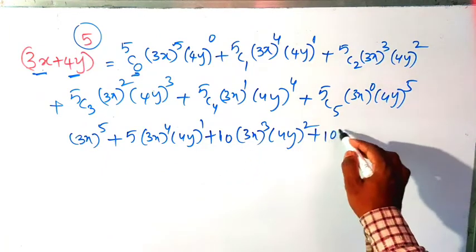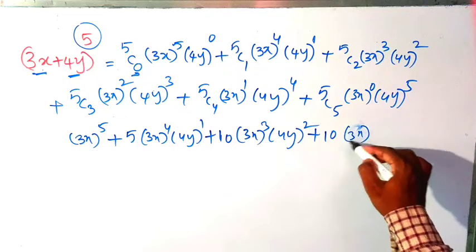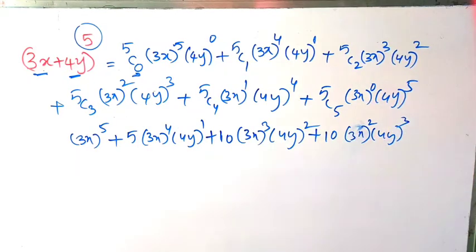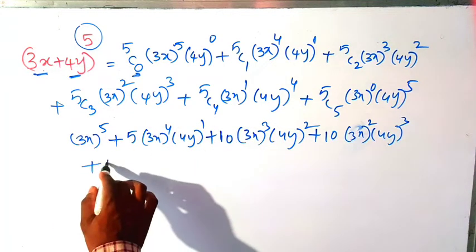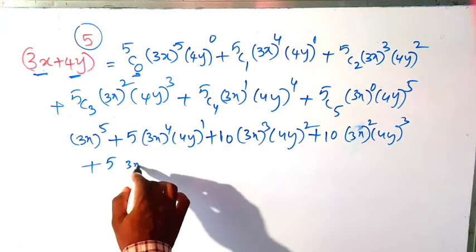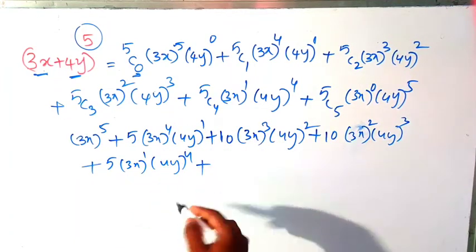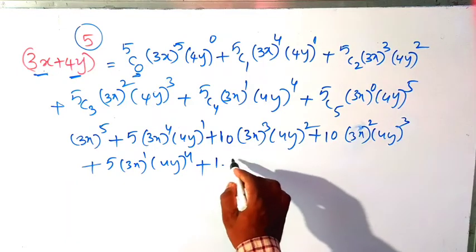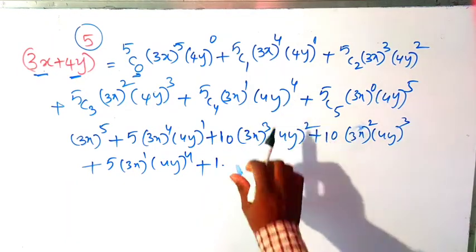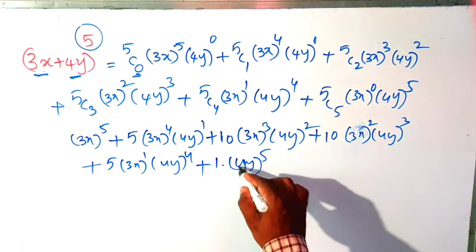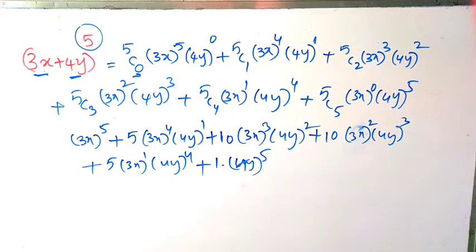5c3 is also the same, 10, 3x whole power of 2, 4y whole power of 3, okay. Next one, 5c4, that is nothing but 5c1, equals 5, 3x whole power of 1, 4y whole power of 4. 5c5 is also 1, into 3x whole power of 0, also 1, and the remaining value we write here, 4y whole power of 5, okay. So this is the actual method.